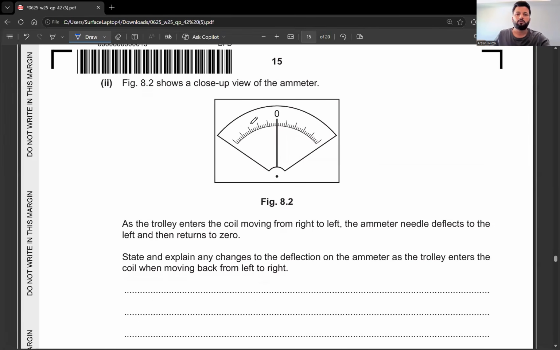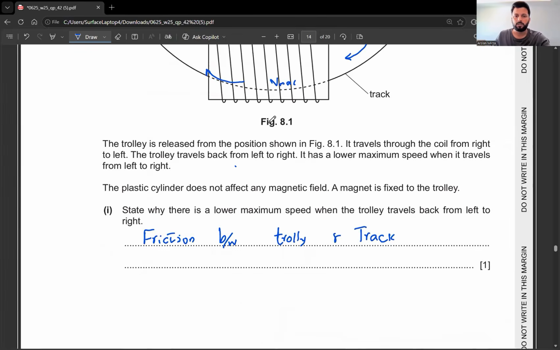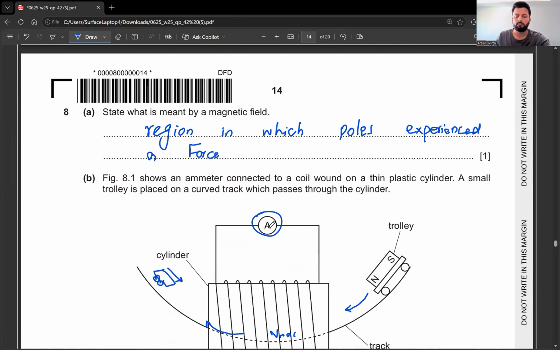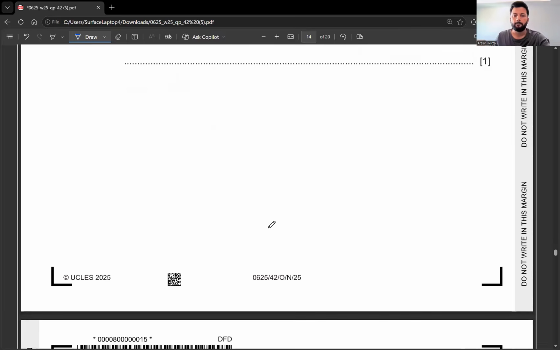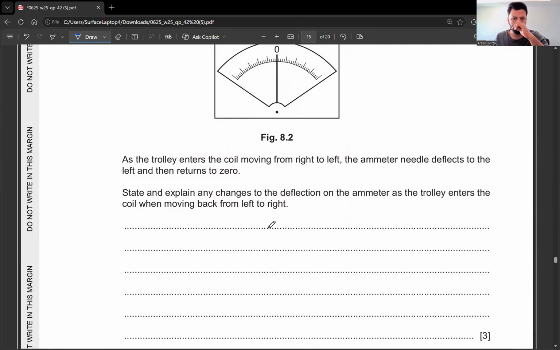Figure 8.1 shows a close up view of the ammeter. What is an ammeter? It measures the current. Here you can see an ammeter, ampere meter. As the trolley enters the coil, moving from right to left, the ammeter needle deflects left and then returns to zero. State and explain any change to the deflection on the ammeter as the trolley enters the coil when moving back from left to right.